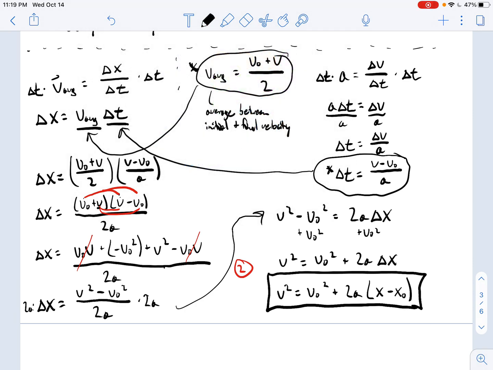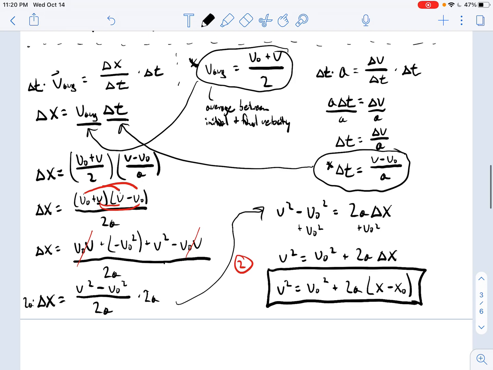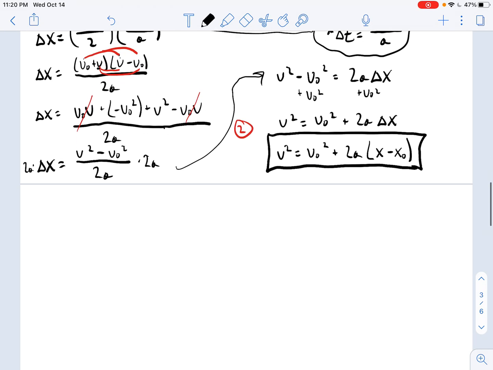Again, we have our final velocity squared is equal to initial velocity squared plus 2 times our acceleration times the quantity final position minus initial position. So those are the first two equations. We have one final one, and it's actually something that we get from a velocity versus time graph.